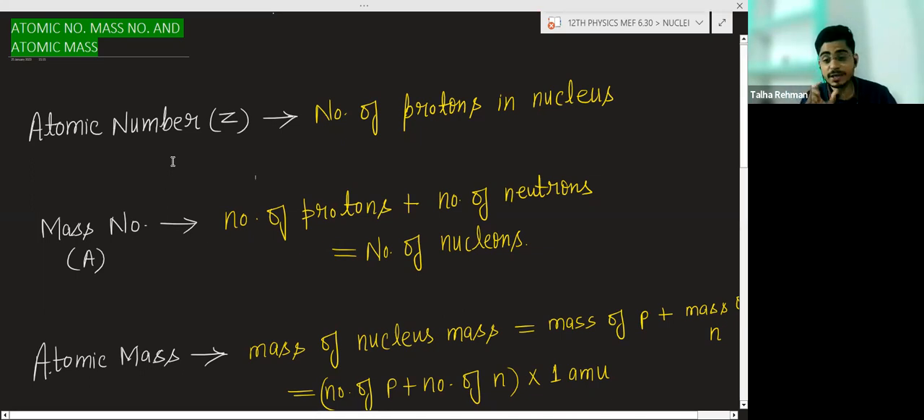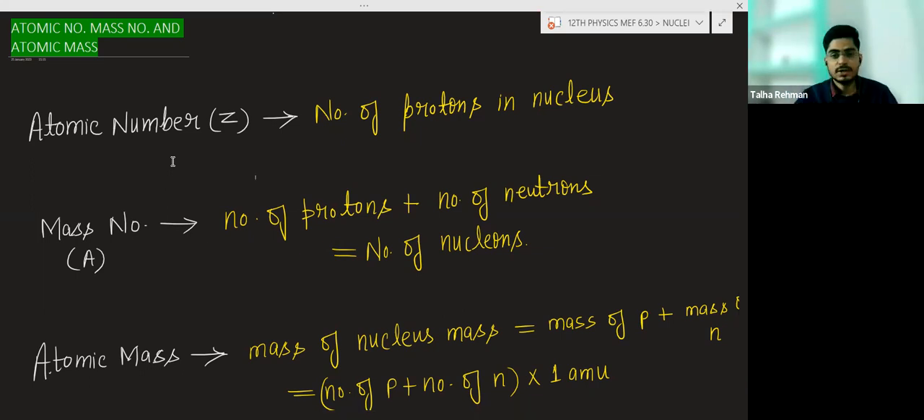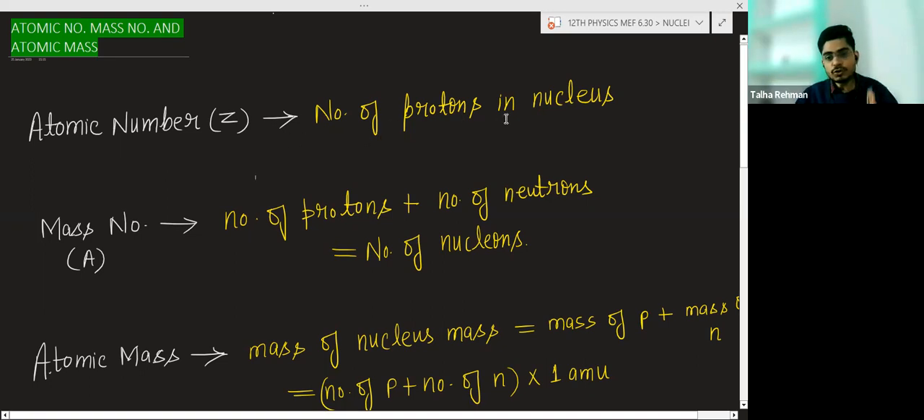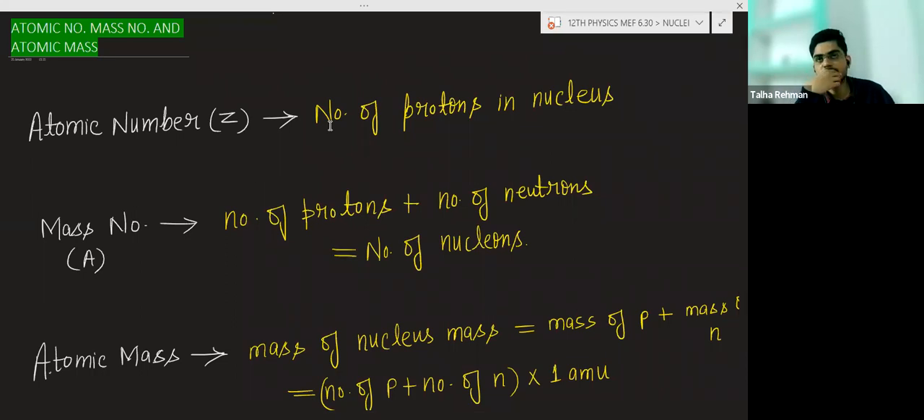Now, what is the atomic number of an element? The number of protons in the nucleus will be the atomic number. The atomic number is basically the number of protons present in the nucleus. For example, helium has atomic number two. So in the nucleus of helium, there will be two protons.